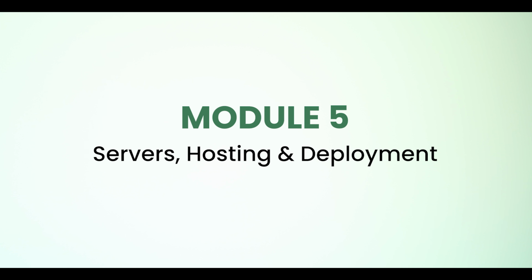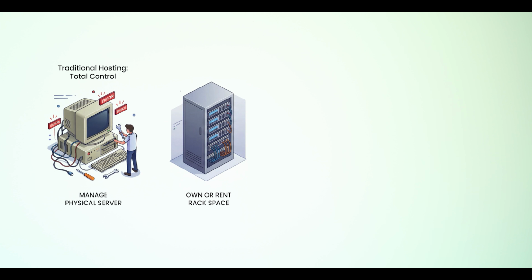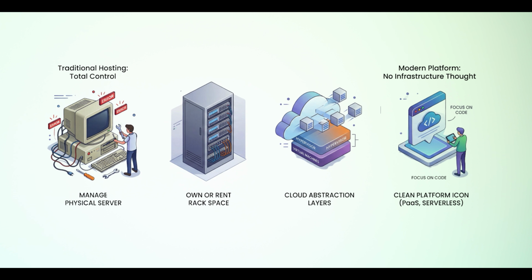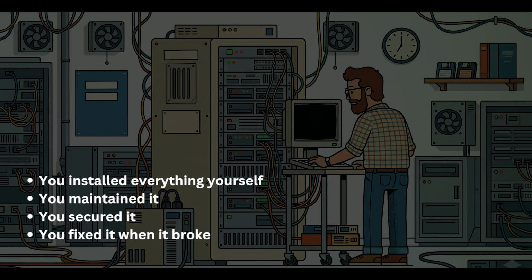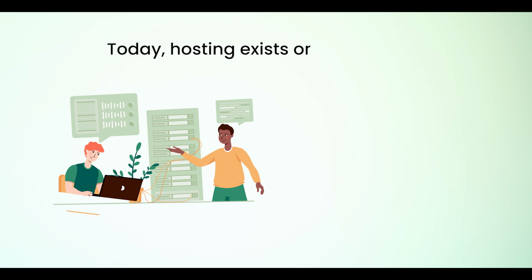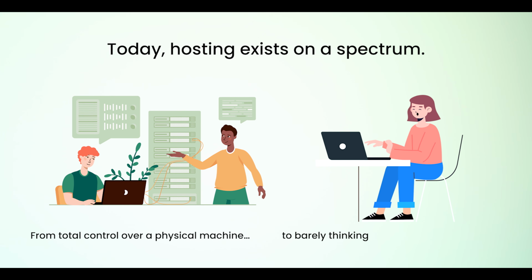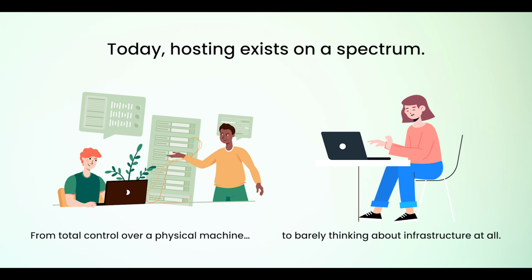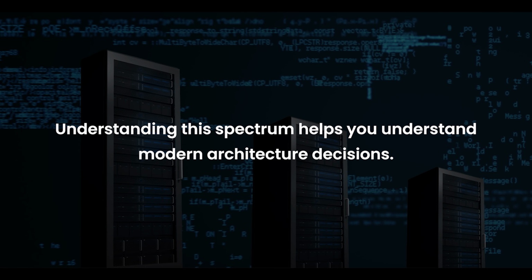Module 5, Servers, Hosting, and Deployment. Lesson 5.5, Modern Hosting Models. In the early days of the internet, hosting meant owning or renting a physical machine. You installed everything yourself, you maintained it, you secured it, you fixed it when it broke. Today, hosting exists on a spectrum, from total control over a physical machine to barely thinking about infrastructure at all. Understanding this spectrum helps you understand modern architecture decisions.